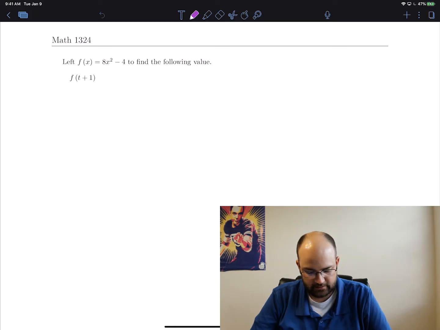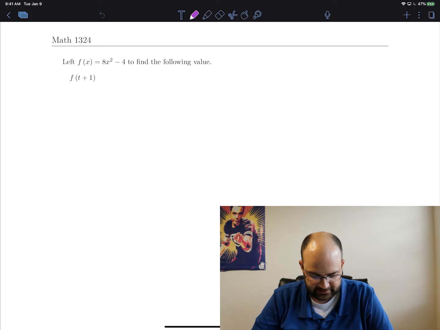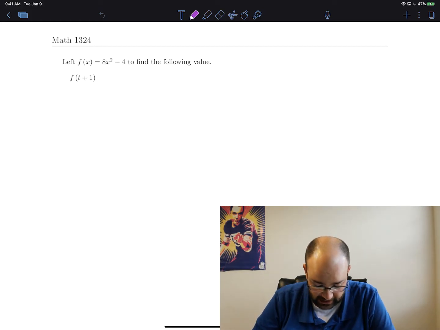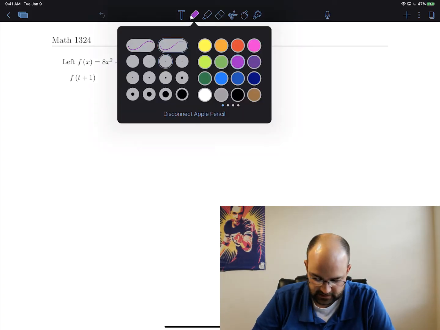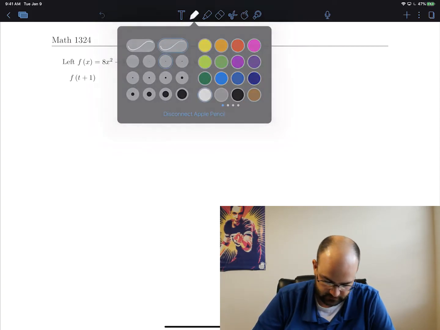Let f of x equal 8x squared minus 4 to find the following. f of t plus 1.